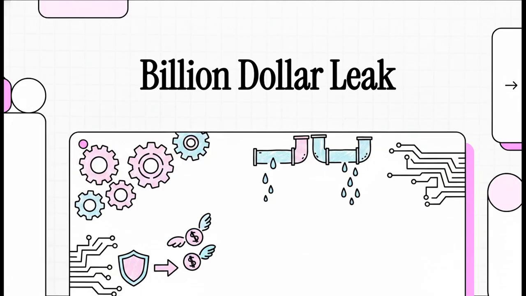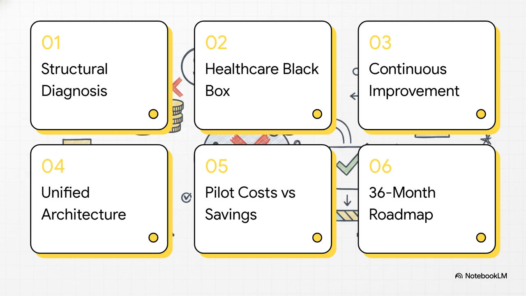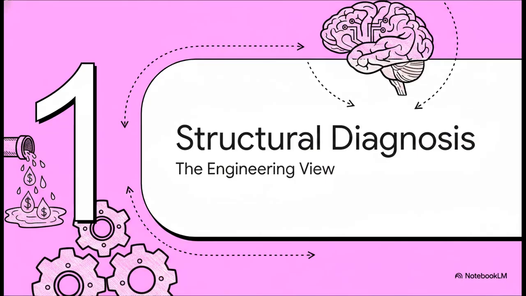We need to treat these massive recurring financial losses for exactly what they are, a structural engineering problem that demands an engineering solution. So here's our blueprint for today. We're going to systematically cover 1. The structural engineering diagnosis, 2. The healthcare black box, 3. Engines of continuous improvement, 4. Unified inspection architecture, 5. Pilot costs versus savings, and finally 6. The 36-month implementation roadmap.